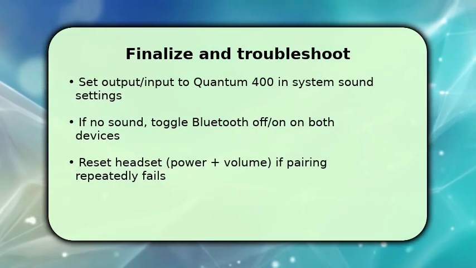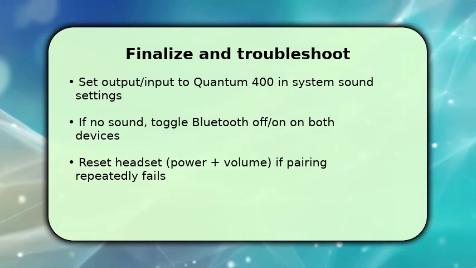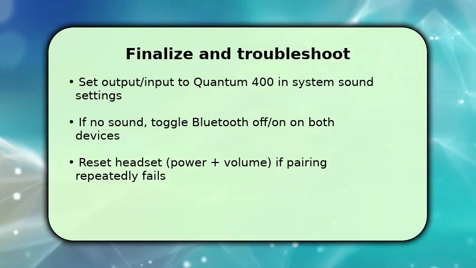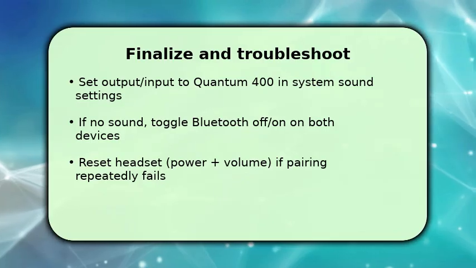You finish by choosing JBL Quantum 400 as both output and input in your system or app audio settings. This ensures game and chat audio route correctly. Once done, test playback and mic levels, adjust volume on headset and OS.